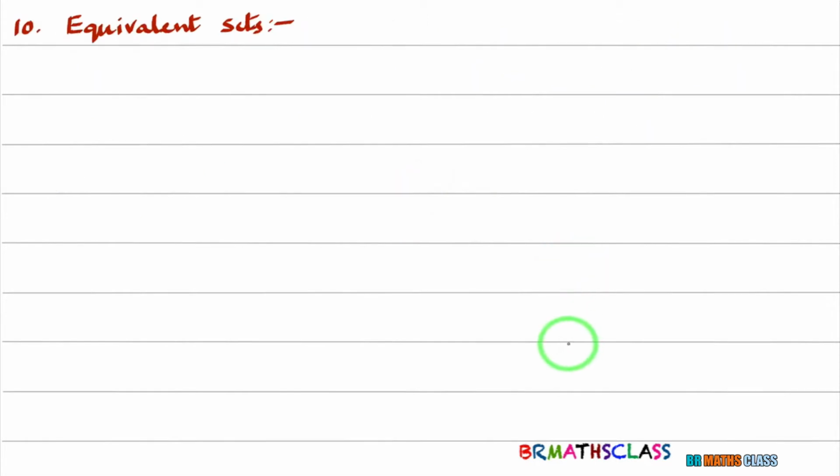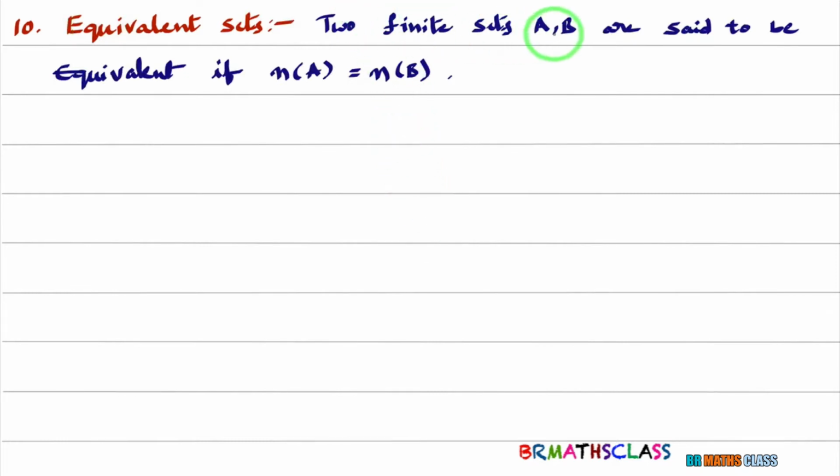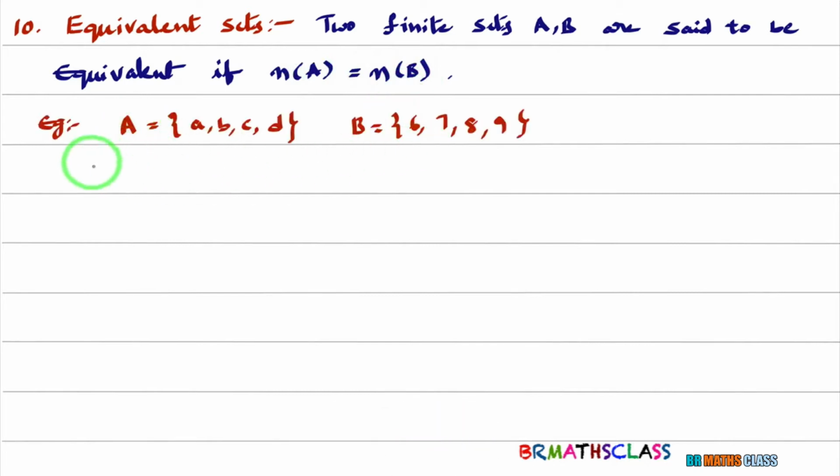Now, the 10th synopsis is equivalent sets. You observe here, it is equivalent sets. Equal sets are different. Equivalent sets are different. What is meant by equivalent sets? See here, two finite sets A and B are said to be equivalent if the cardinal number of set A is the same as the cardinal number of set B. We'll try to understand this with an example. You observe the sets here, A and B. What is the cardinal number of set A?